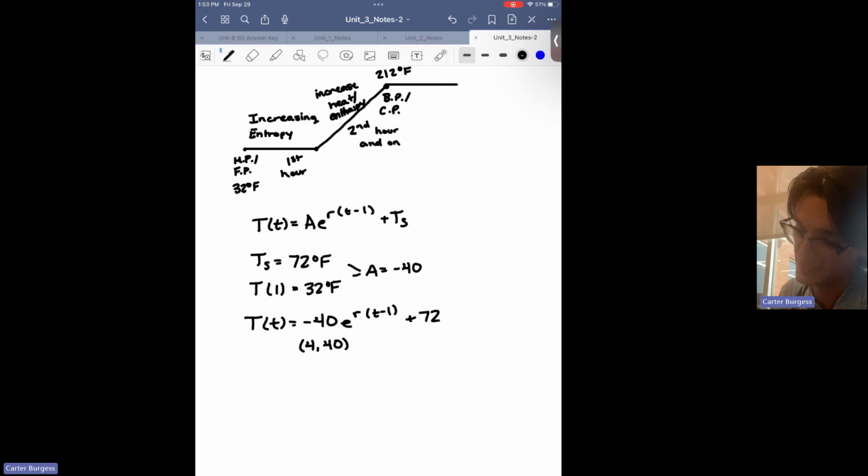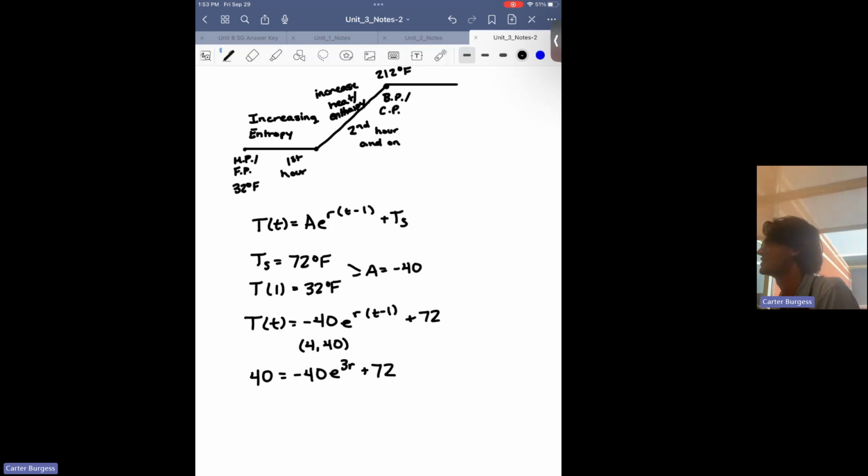Regardless, what we do when we get this, we should end up with 40 equal to negative 40 e to the 3r plus 72. Regardless of how you did it, you should end up with that 3r. That 3 represents the number of hours that we have spent heating up. I spent 4 hours in this room, 3 of those I've spent heating up. And so what do I have to do here to solve for r?